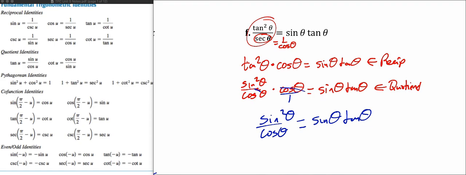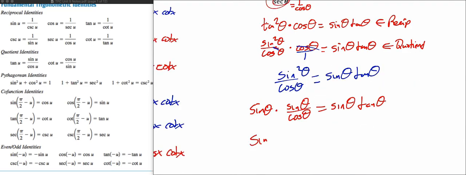Now, similar to the previous one, we want sine all by itself, so let's factor out a sine from that fraction. So we have sine of theta times, when we factor it out from the numerator, sine of theta over cosine of theta. And we're hoping that's equal to the sine of theta times the tangent of theta. Well, sine over cosine, by definition, is our tangent. So we end up with sine of theta times the tangent of theta equals the sine of theta times the tangent of theta. And again, we used another quotient identity there.